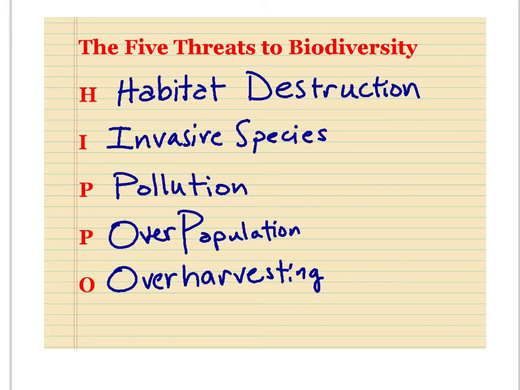And then overpopulation, the Earth's population is up to 7 billion. As we've talked about in class, that means we have to provide energy and resources and food for over 7 billion people every day. It does take a toll on the environment and biodiversity in general. And then finally, overharvesting would be something like commercial fishing, or overhunting, maybe taking too many deer, or too many of a specific species.